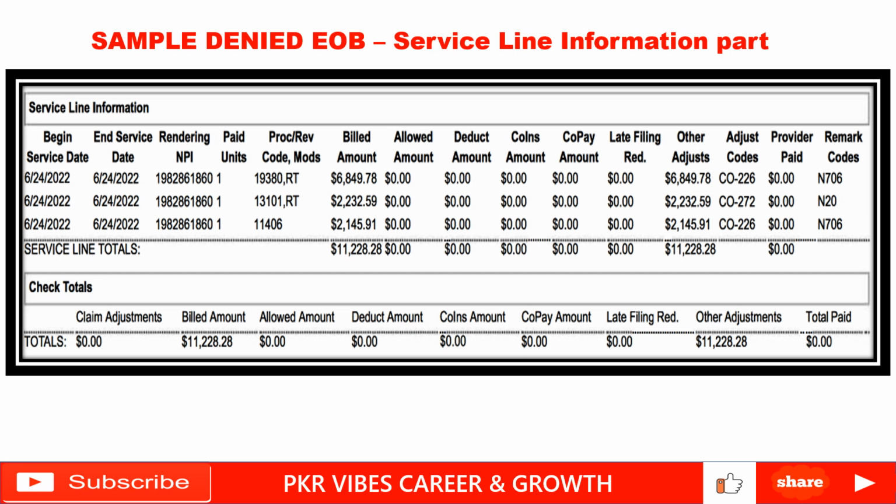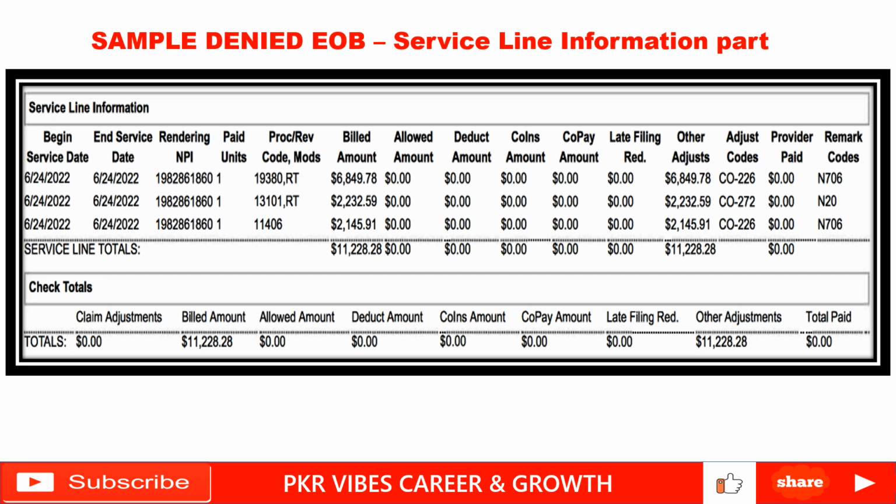Generally, for example, a patient is admitted as an inpatient to the hospital. There is a beginning date and an ending date, so the beginning service date and ending service date are also provided. And what is the doctor's NPI number, and how many units. I mean, for example, how many times the service is given. For example, injections are given by the doctor to the patient, how many times, 2 injections or 3 injections. In that way units will be calculated.